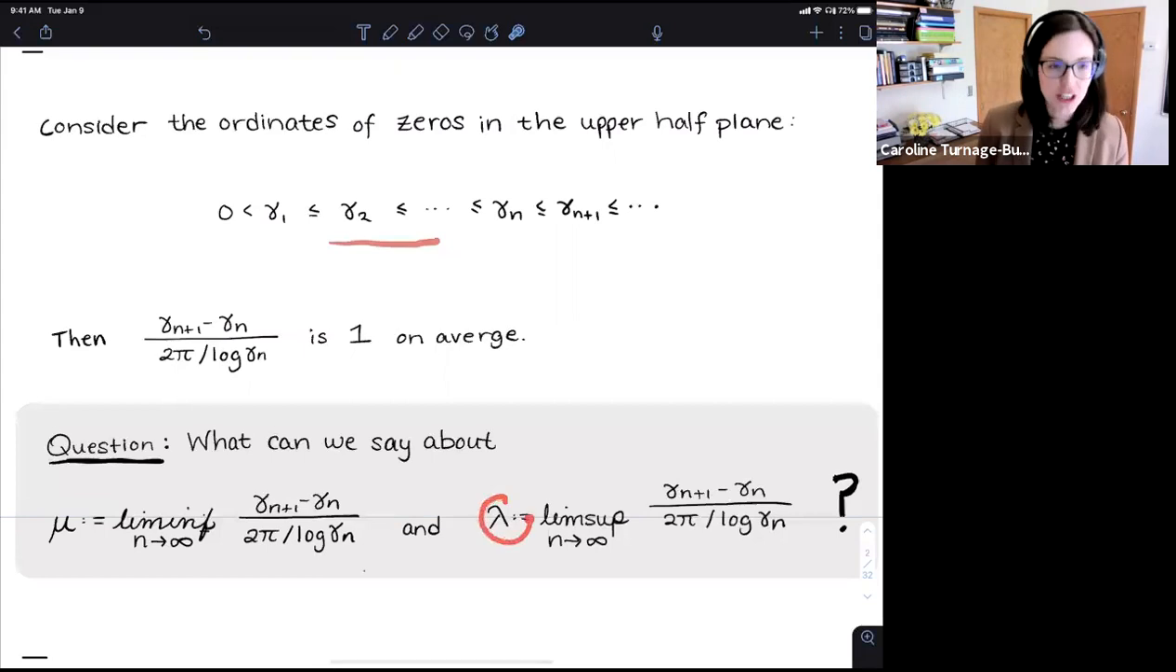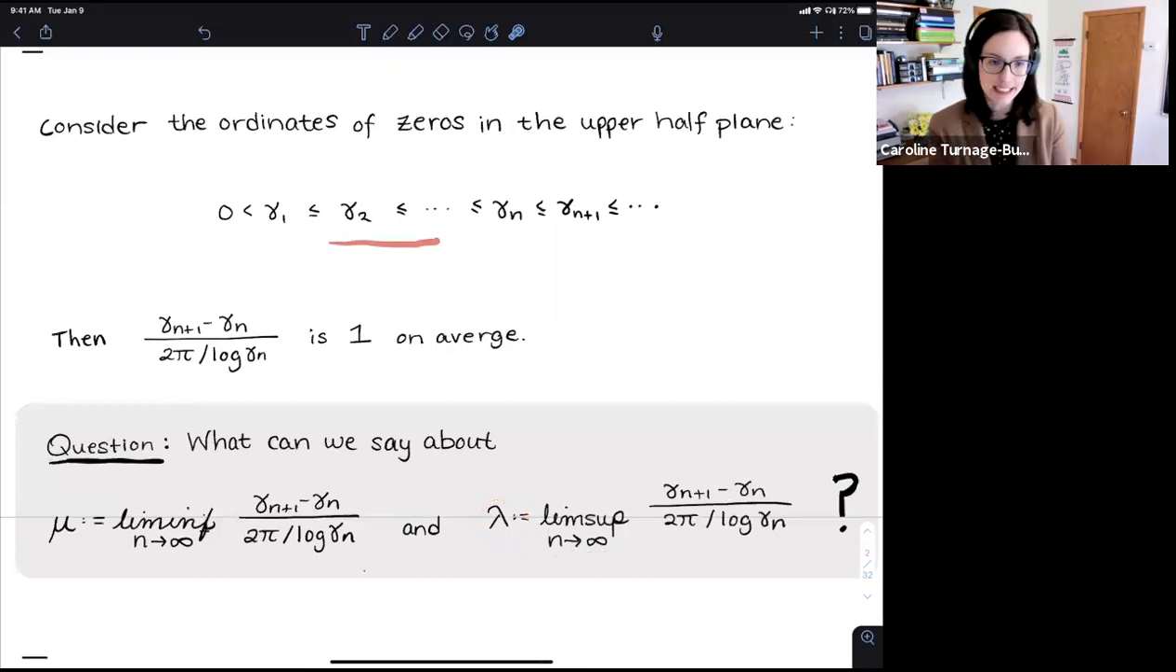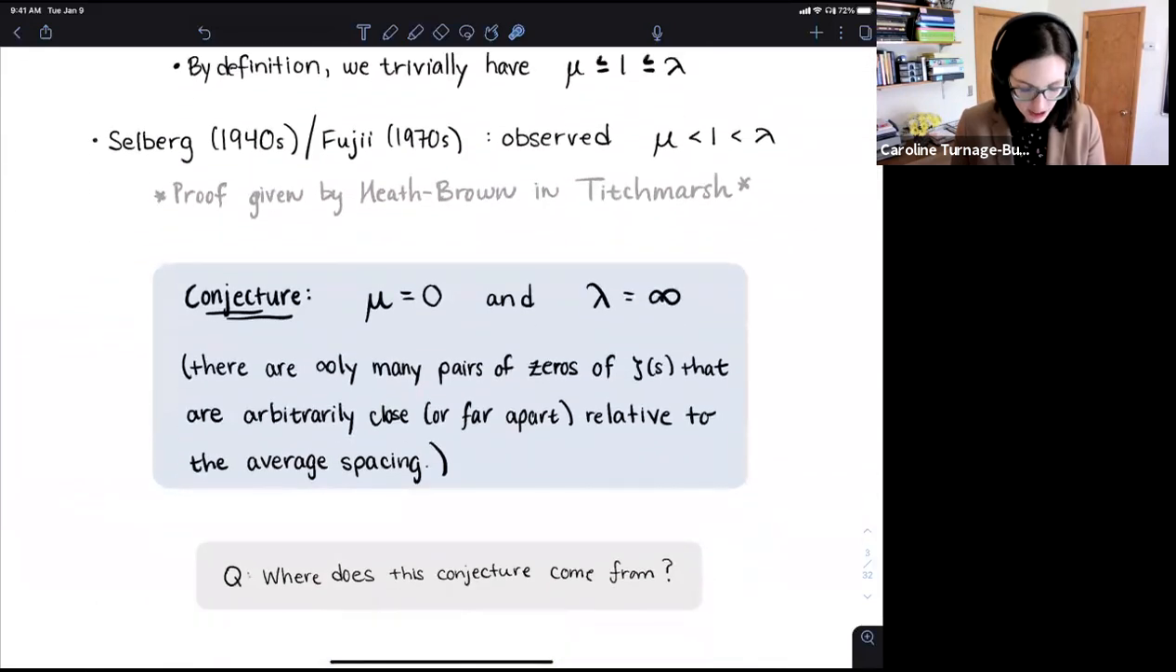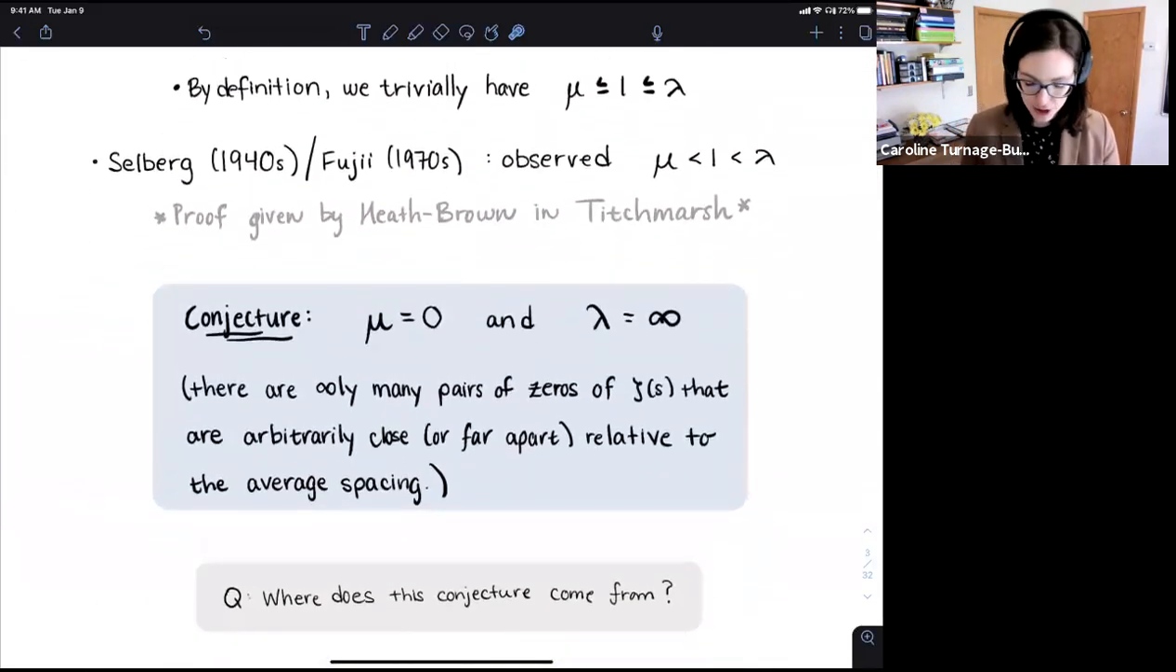And what can we say about large gaps, right? So if we look at the lim sup, what can we say about how big this normalized spacing can get? That's what we're interested in. Well, let's just think about what we have by definition. So by definition, the way we've set this up, mu is at most 1 and lambda is at least 1.